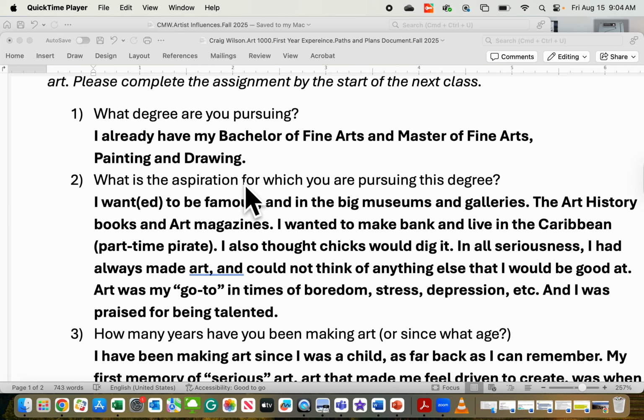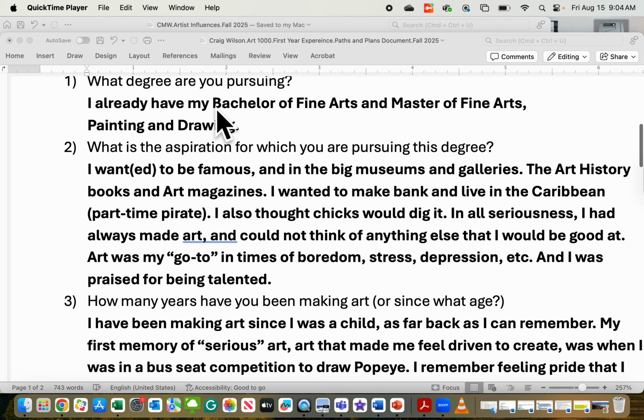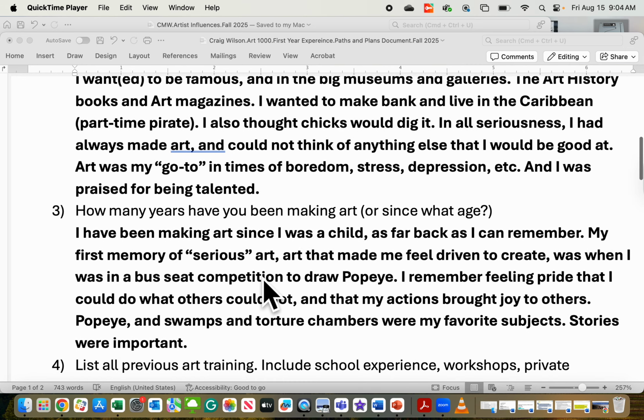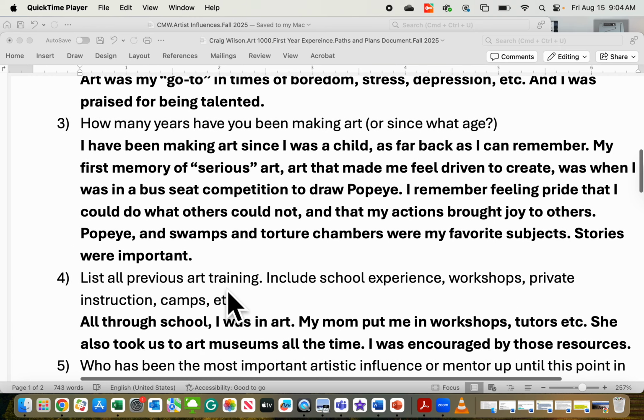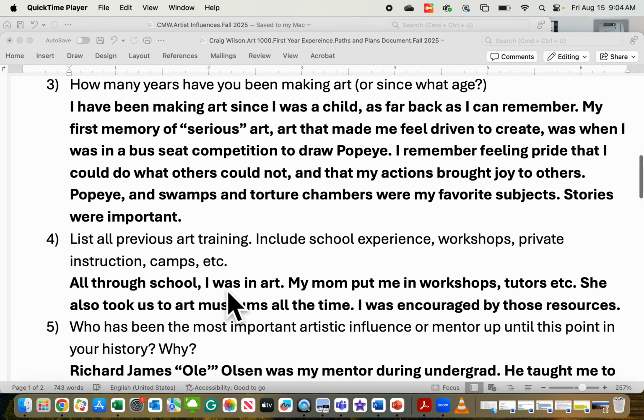So the second question is, what is the aspiration for which you are pursuing this degree? You can see some answers are shorter, some answers are a little bit longer. I would prefer a short paragraph, maybe 3 to 5 sentences, depending. How many years have you been making art, or since what age? I told a little anecdote about a memory that I had. In the future, I'll probably add that to the question.